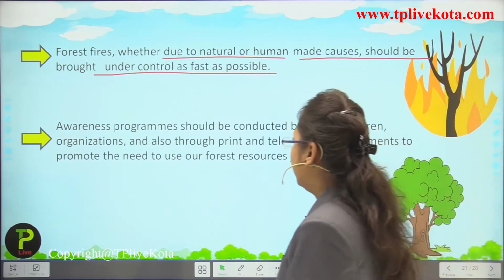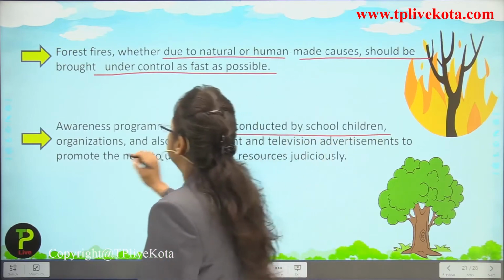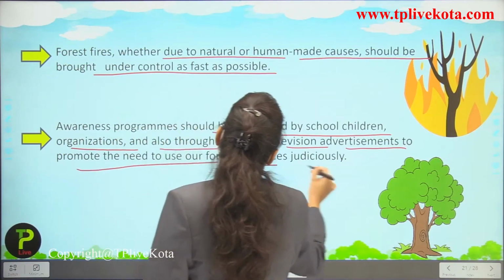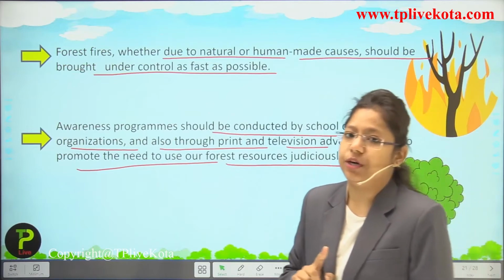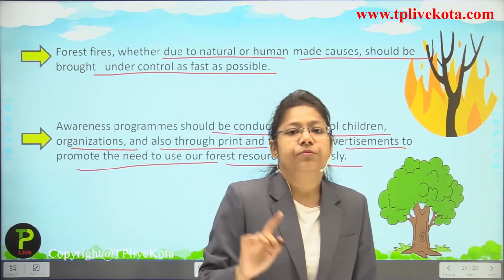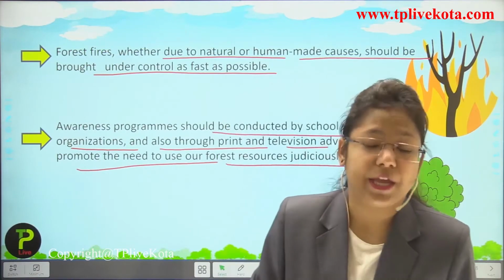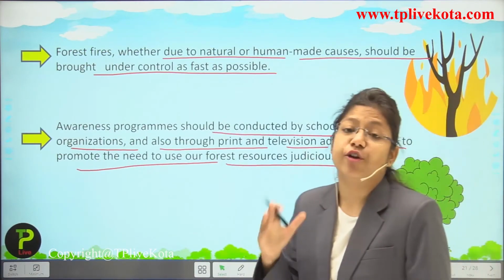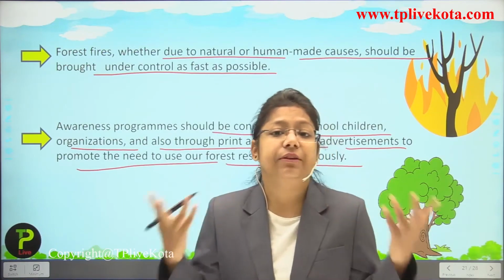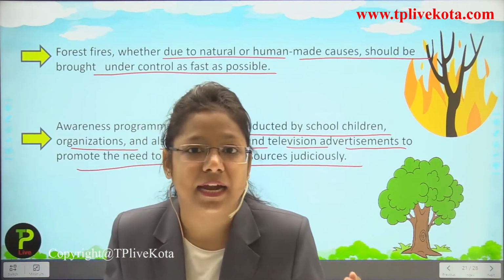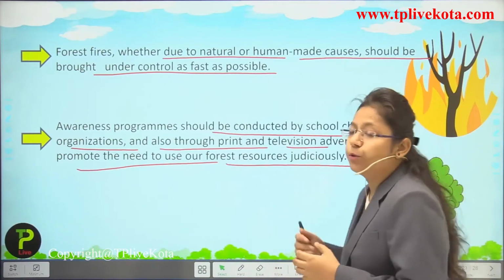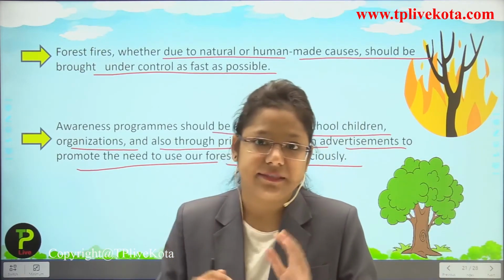Now, awareness programs should be conducted by school children and organizations, and also through print and television advertisements, to promote the need to use our forest resources judiciously. This is very important, that advertisements in newspapers, on television, radio or anything else should be promoted for planting new trees. It is very necessary to do the afforestation practice. If we are just doing deforestation and not doing afforestation and reforestation, then what will happen? The amount of carbon dioxide will get very high in the atmosphere, and the temperature will rise. So, these types of advertisement and awareness programs are very, very necessary.